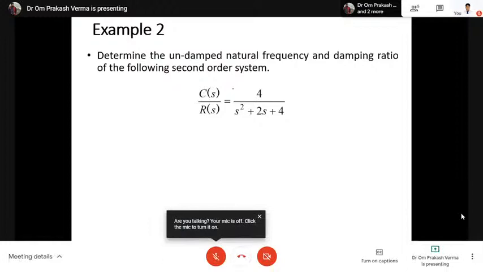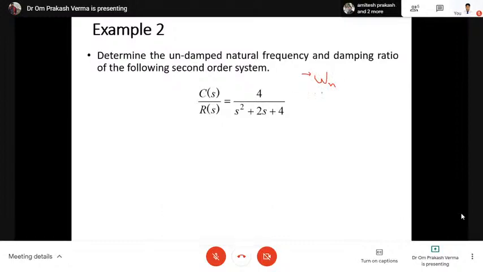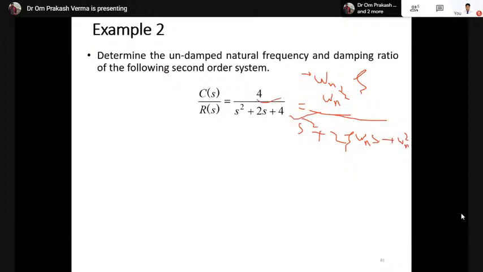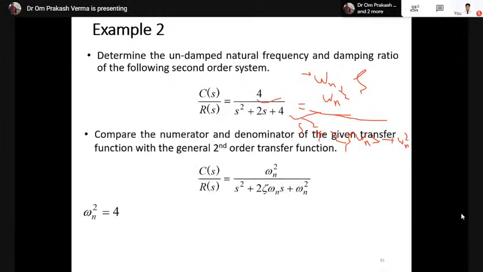Now, see, this is one example we have taken: determine the undamped natural frequency and damping ratio. For your better understanding, I have taken one example where we have to calculate omega n and zeta. You know the standard equation is omega n square upon s square plus 2 zeta omega n s plus omega n square. So you can compare this equation with this and find out the values.